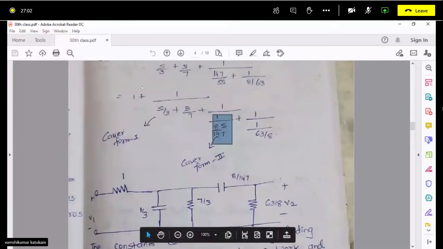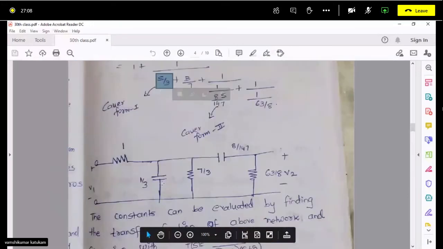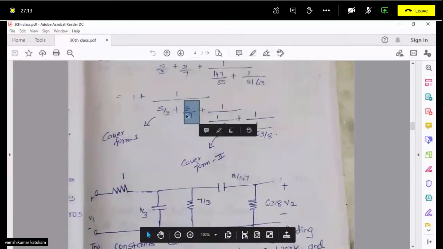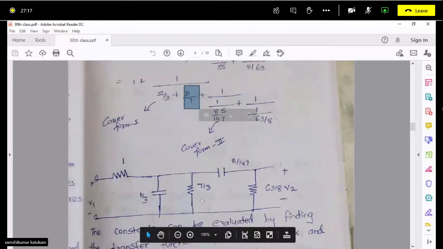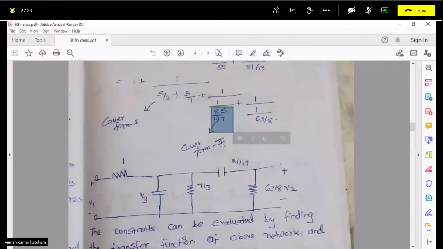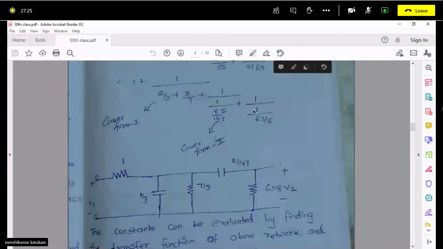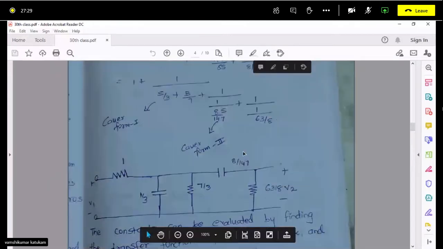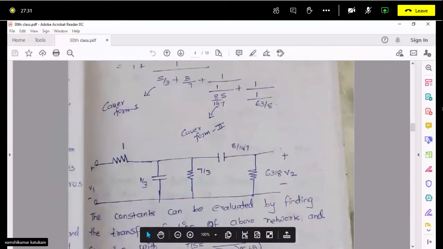So now you can write, it is an impedance function starting with 1. Okay, so it is again a capacitor, 1 by 3. So it is a resistor 3, because this is admittance. You have to write resistance, so 7 by 3, and here it is again a capacitor 8 by 147. Here again it is a constant, so it is 63 by 8. Okay, so you have to expand alternatively.